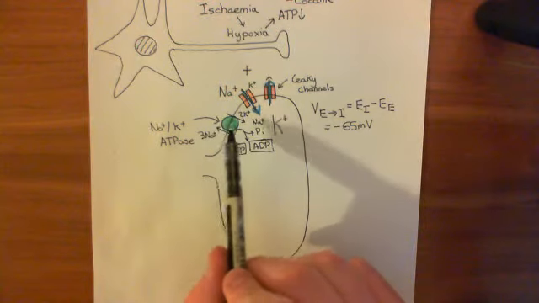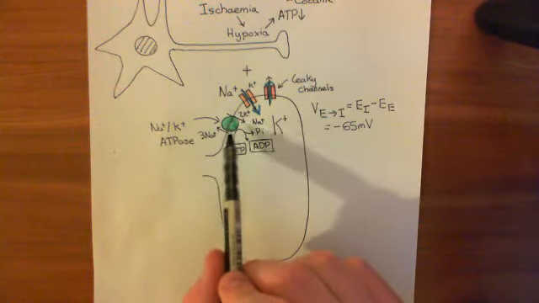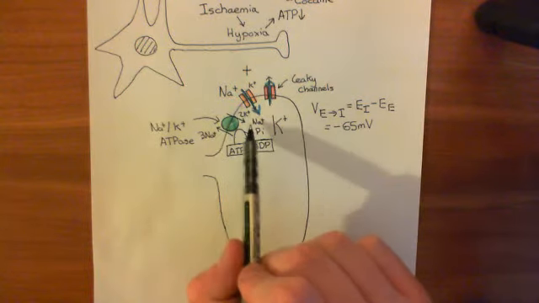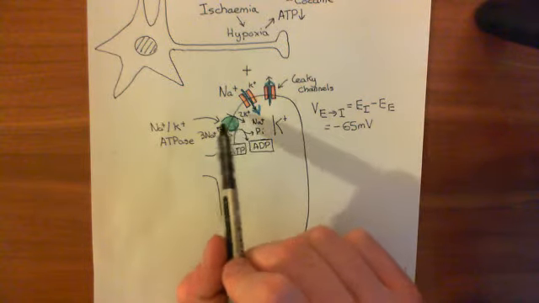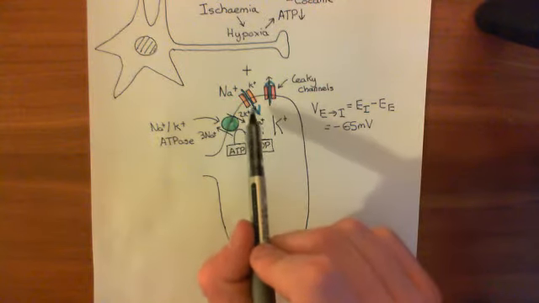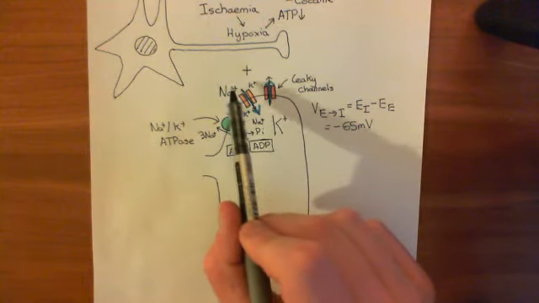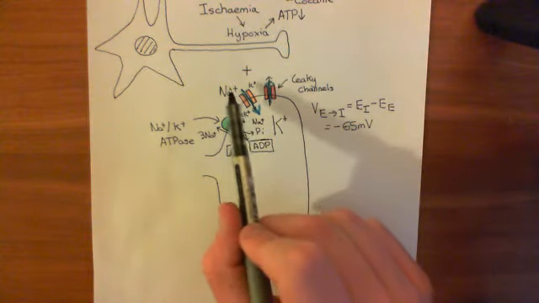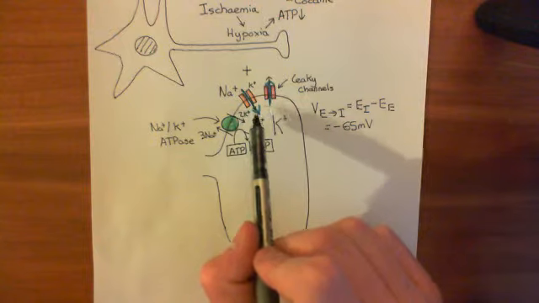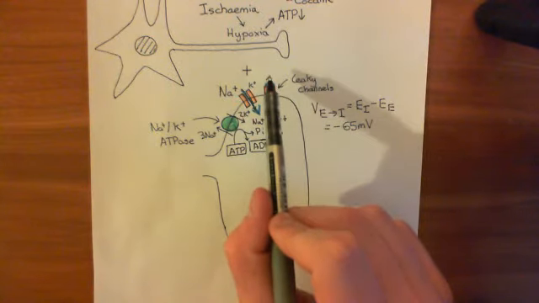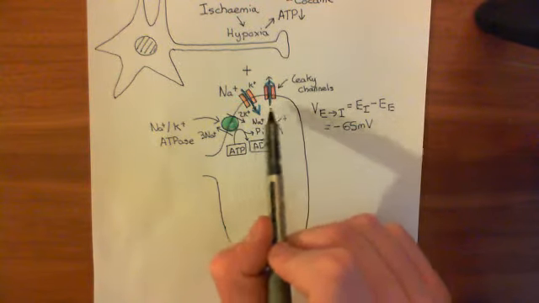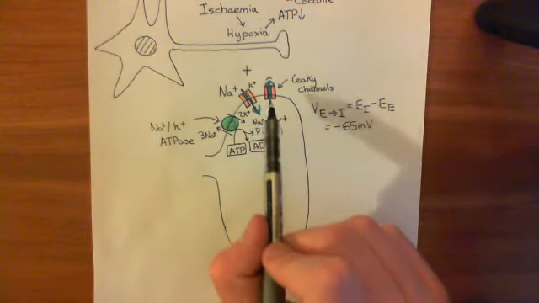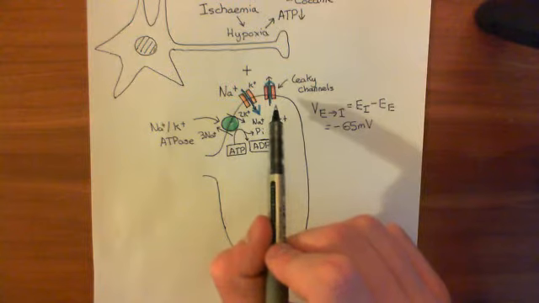So what happens when that becomes less active? Well, what was its role? Its role was to remove the sodium and bring the potassium back in. So if it stops doing that, then what's going to happen is that these concentration gradients across the cell membrane are going to gradually change, basically. Sodium is going to start moving into the cell, and potassium is going to start moving out of the cell. So the ionic gradients across the membrane start to change, basically.